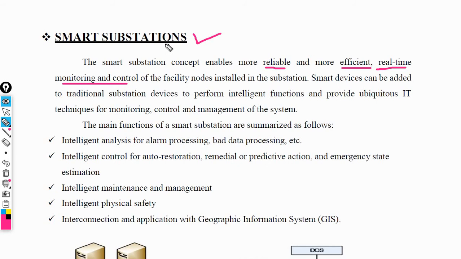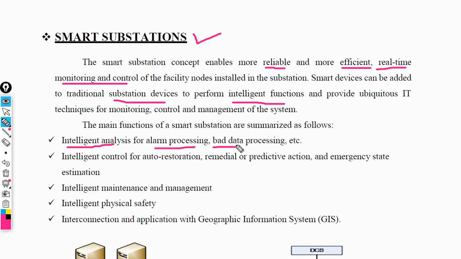Also in a smart substation we need substation devices, for example intelligent electronic devices are very important, and we also require intelligent functions. Then we need intelligent analysis for alarm processing. That means alarm indication is required for fault detection. Then bad data processing is also required, that is, pure data is required.